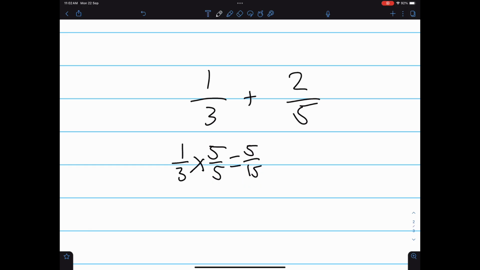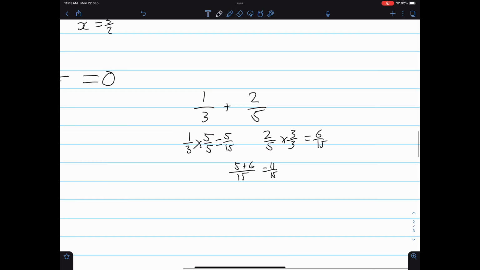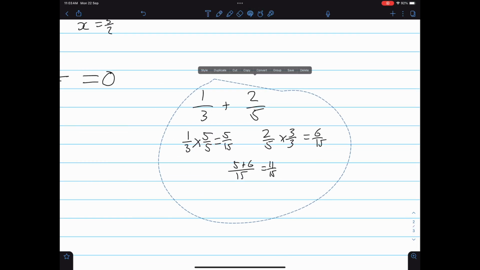And then for 2 over 5 we do 2 over 5 times 3 over 3. It's the same thing, this is just 1. It just changes the denominator and numerator, but keeps it equivalent. And then you could add these, and that combines them into one fraction, and that's exactly what we want to do here.